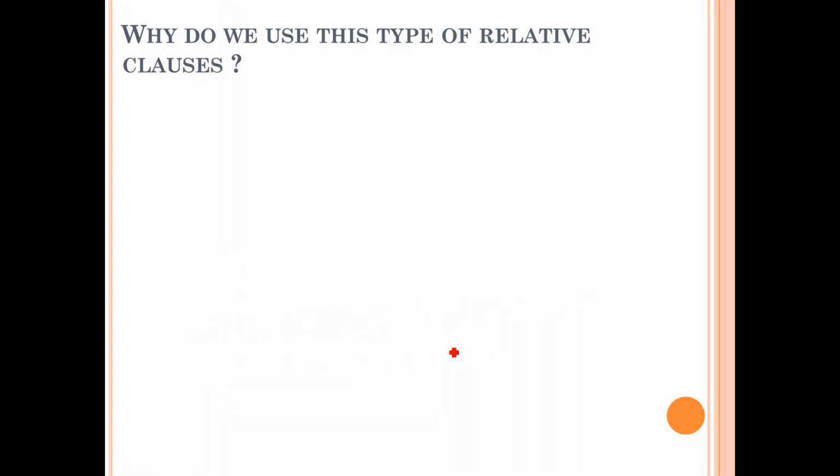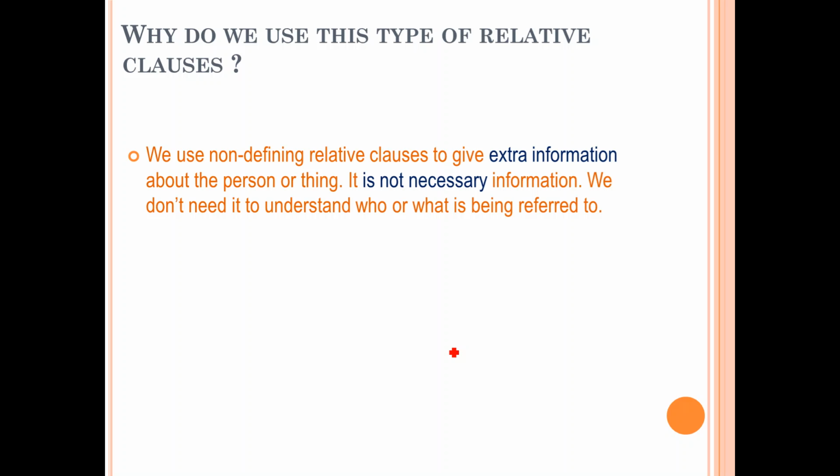Now, why do we use this type of relative clauses? Okay, we have said that when we use this one, we are trying to give extra information about the person or thing. It's not really necessary information. We don't need it to understand who or what is being referred to. So once again, it's the same word: extra information, extra detail, something that is not really necessary. I'm just telling you this just to let you know, okay? So if I delete this from the sentence, my sentence will still be a grammatical sentence, and it is actually correct and it does make sense.